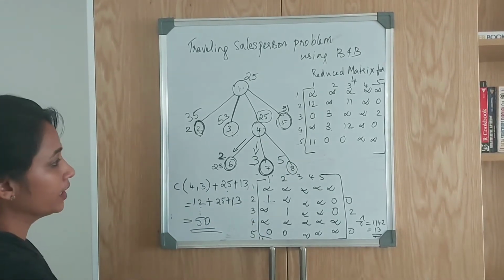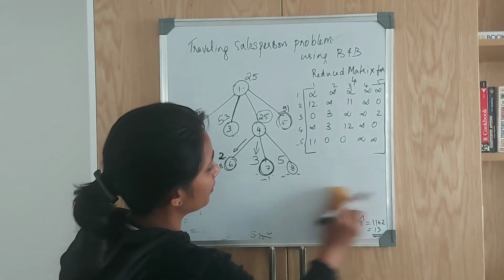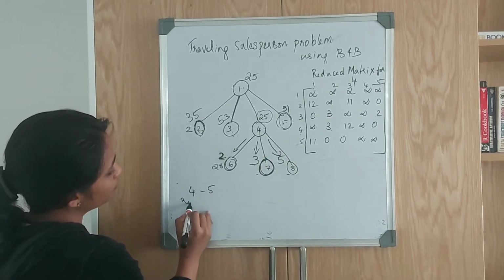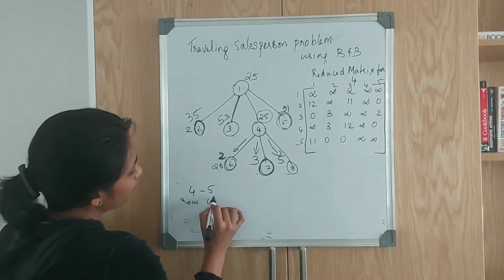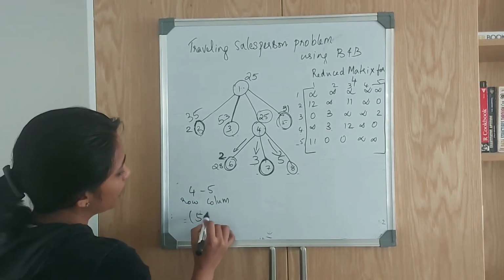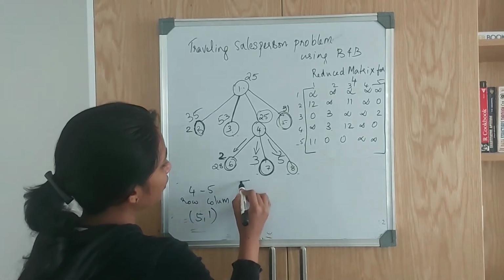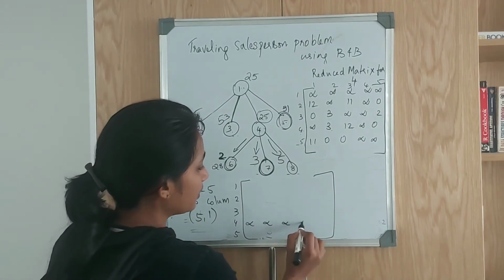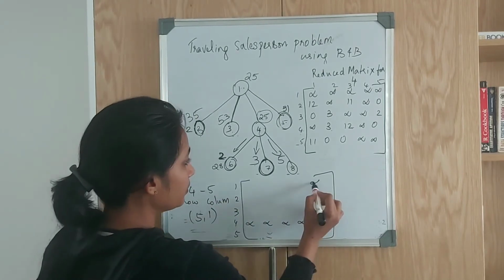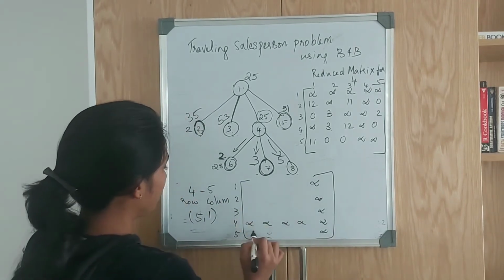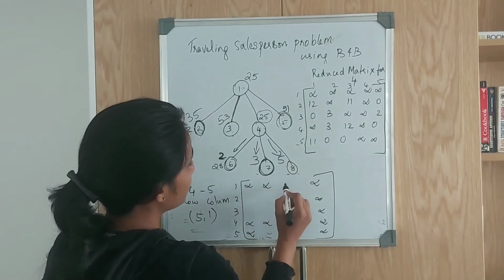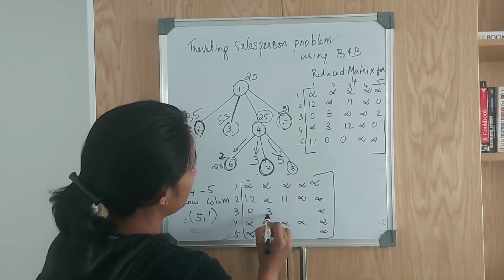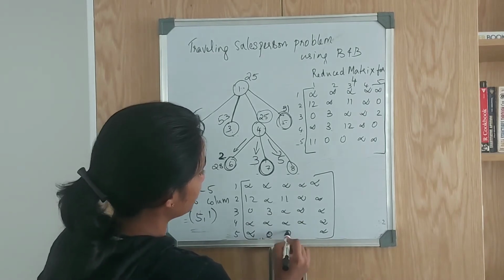So you get 50. Next, we have to find cost of 8, which is distance from 5 to 4. So what do you have to do? 4th row infinity, 5th column infinity, and then 5 to 1 will be infinity. Same way, you're going to create a matrix 1, 2, 3, 4, 5, 4th row infinity, 5th column infinity, and then 5, 1 infinity, and copy the other numbers over here. So this is infinity, this is 12, infinity, 11, infinity, 0, 3, infinity, infinity, and this is 0, 0, infinity.